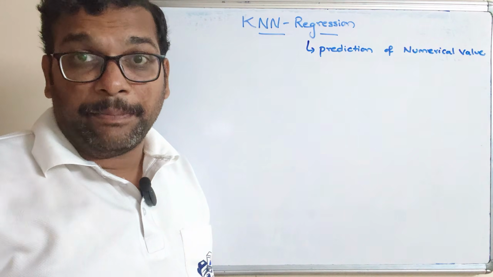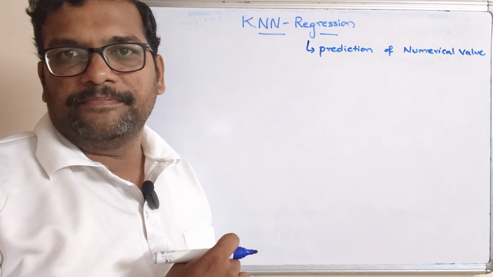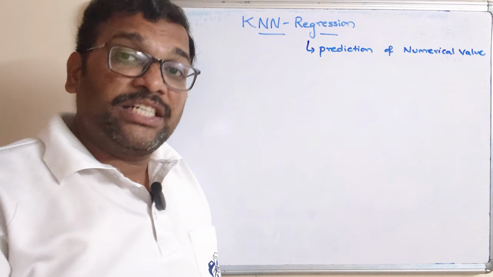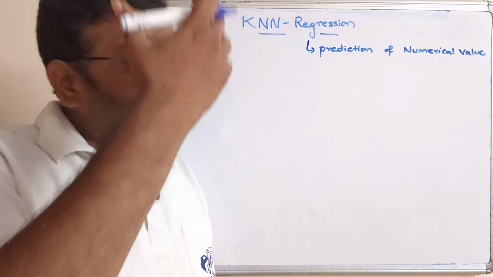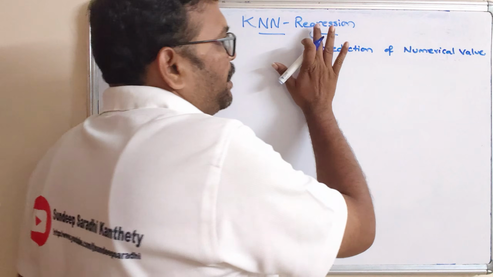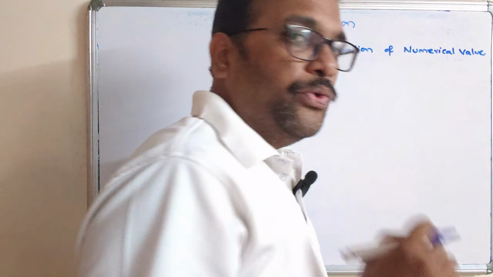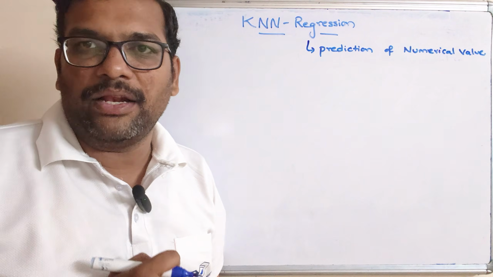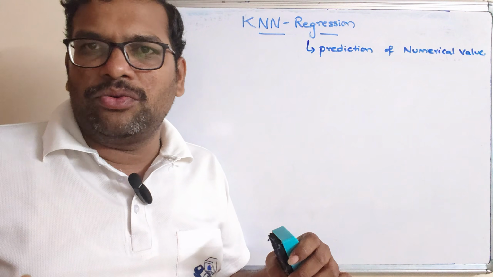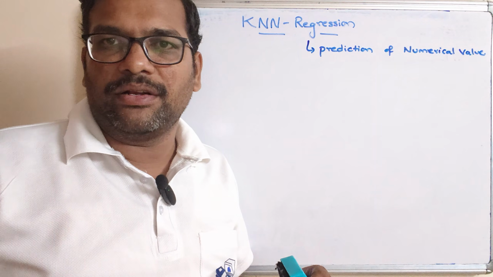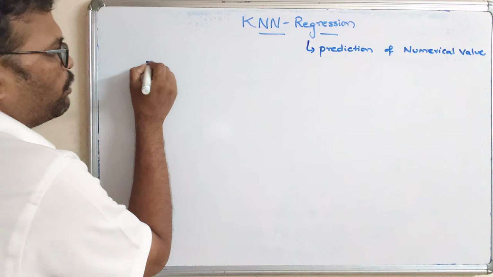For example, prediction of temperatures from the old data, or prediction of house price based upon the area. So regression means predicting the numerical value, and the complete algorithm is similar to our KNN classification, right? So we'll see the steps.